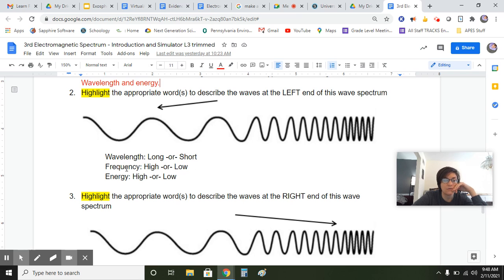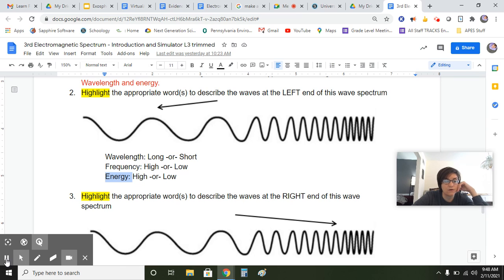So frequency, remember, is how many waves go by in a minute or in a second. It's how quickly these waves are moving by. And then energy, is it high or low energy? Just as a hint, whatever the frequency is, high or low, the energy is the same.